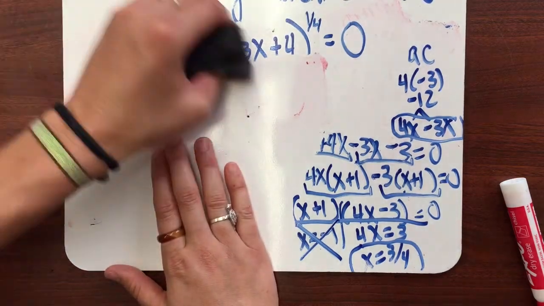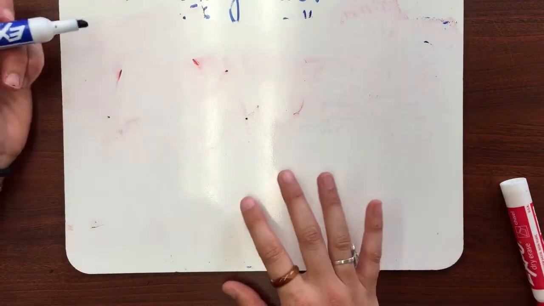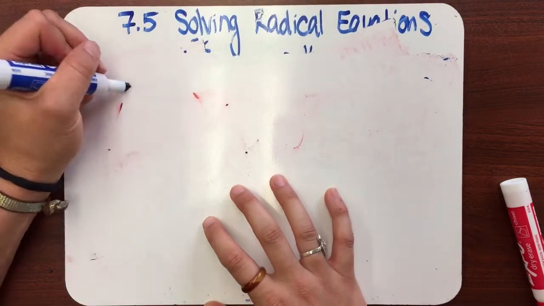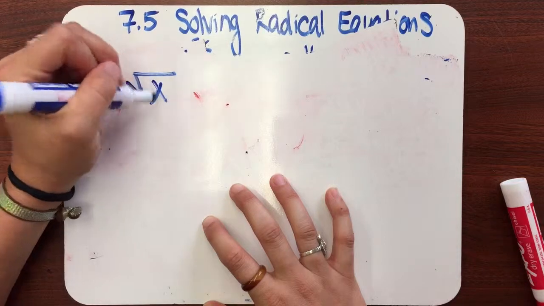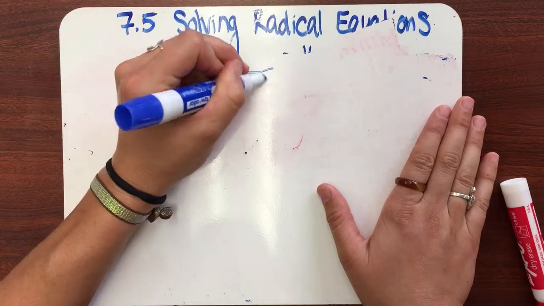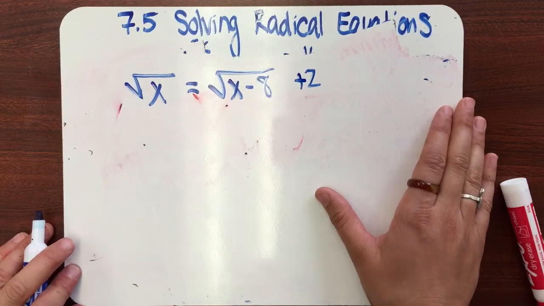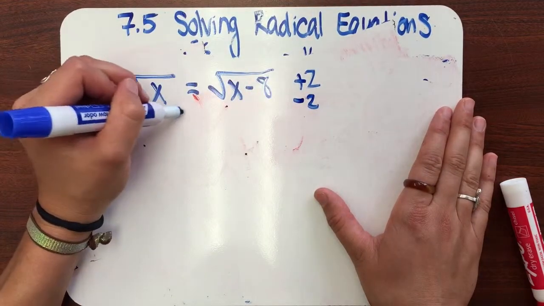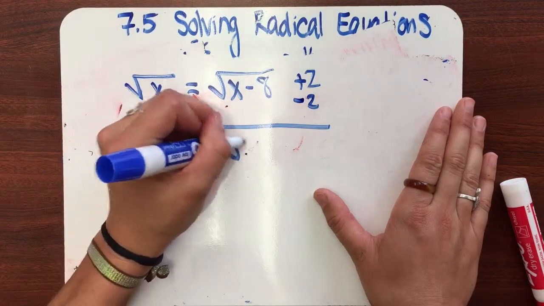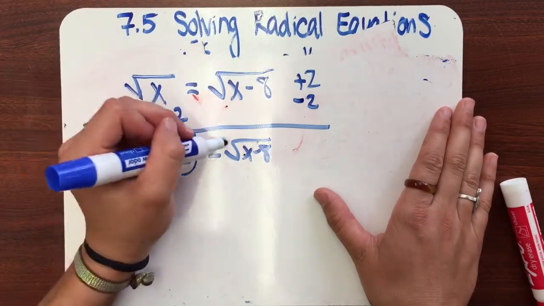Okay, we're going to do one more, which is actually a problem straight from your homework assignment in 7.5. So the problem is the square root of x is equal to the square root of x minus 8 plus 2. Okay, so we're going to subtract 2 from both sides. We can't combine these, so we just write it as square root of x minus 2 equals the square root of x minus 8. So here, we're going to square both sides.